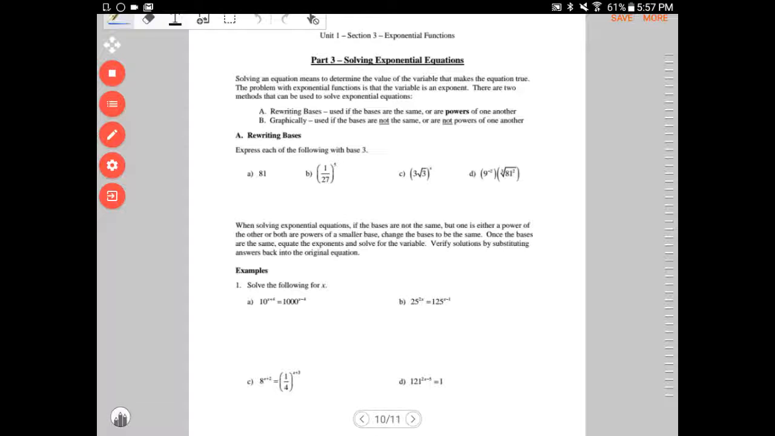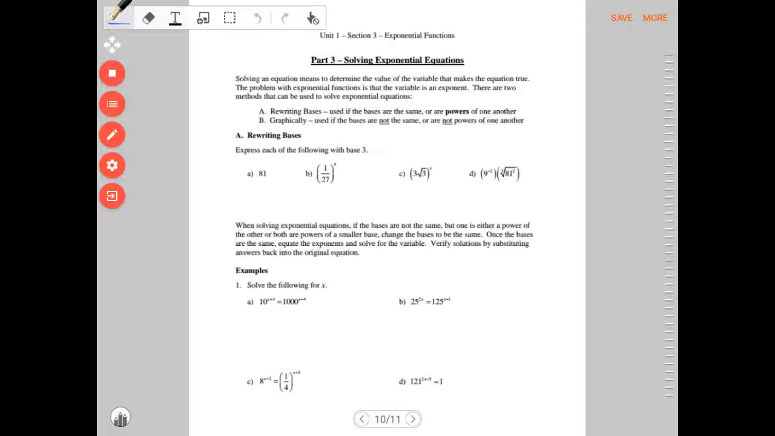Part 3, Solving Exponential Equations. Solving an equation means to determine the value of the variable that makes the equation true. The problem with exponential functions is that the variable is an exponent. There are two methods that can be used to solve exponential equations. Well, two methods right now.